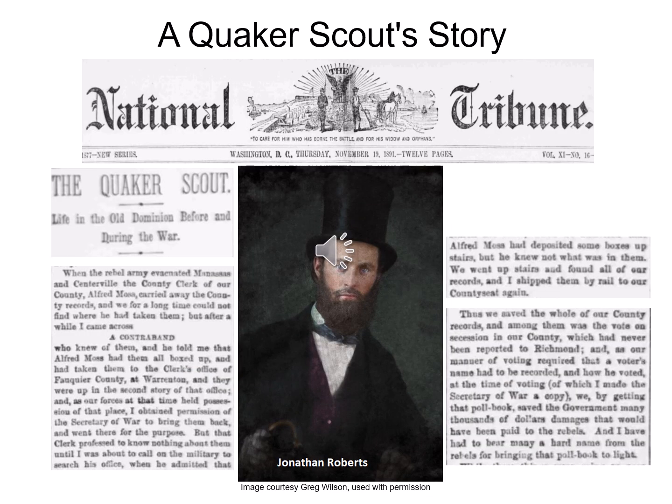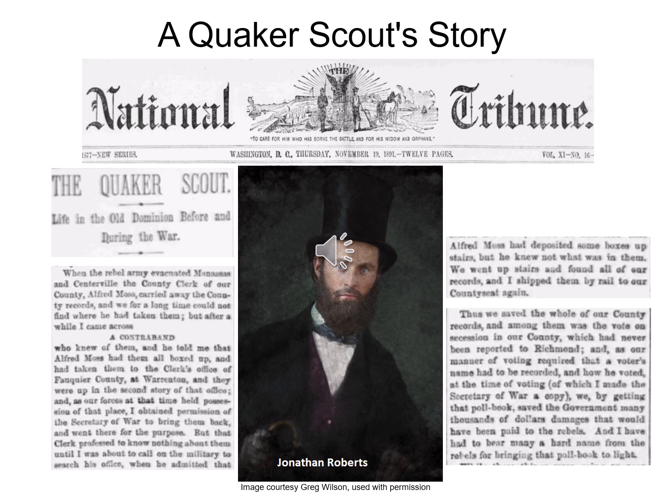Jonathan Roberts was a Quaker living in Accotink. He voted against secession, and during the war scouted for the North, guiding Union troops through the roads and cowpaths of Fairfax County. One of his stories, and he had many, was the recapture of the voting records.